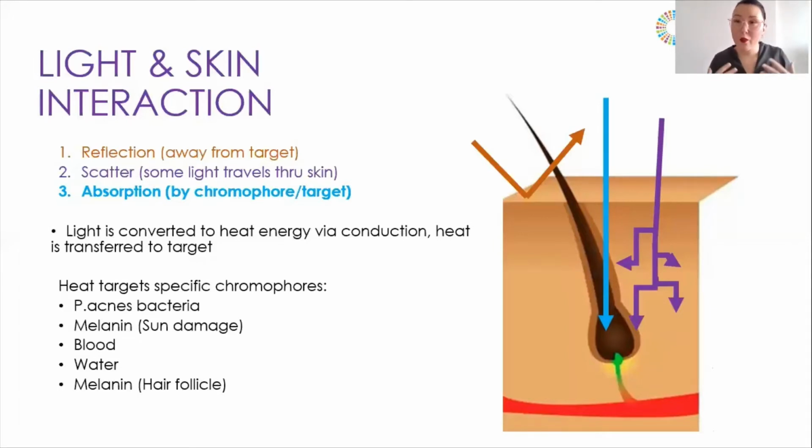So what targets can we aim for in the skin? The chromophores that we look at targeting are things like our P. acne bacteria, our melanin in the superficial layers of our skin, so in our epidermis, such as freckles, age spots, and the like. Blood for our capillaries, our diffuse redness, water for photorejuvenation. It's actually water that we aim for in the skin. And we also aim for the melanin in the bulb of the hair, so that nice deep melanin that sits in the bulb there. So again, depending on our chromophore, depends on what wavelength we are choosing, how much energy we need, and where we're aiming for in the skin.